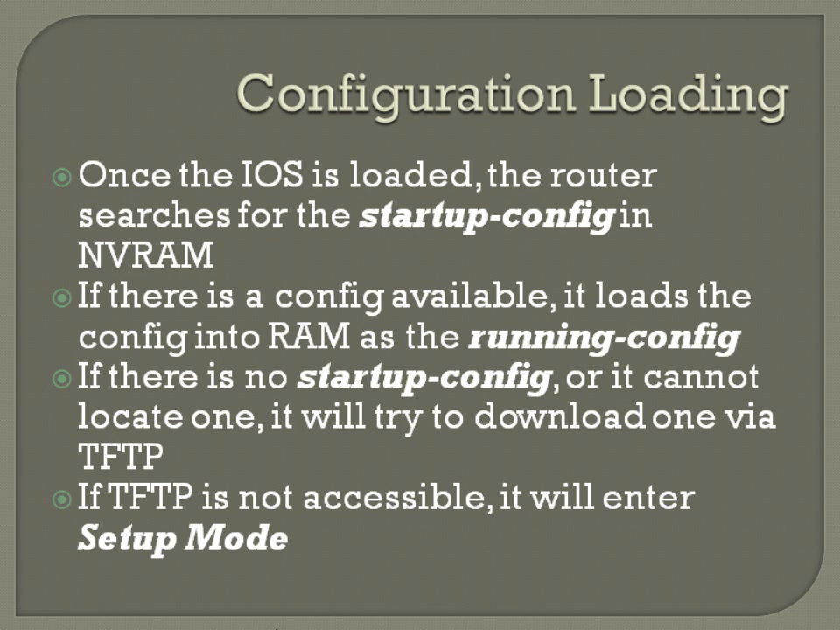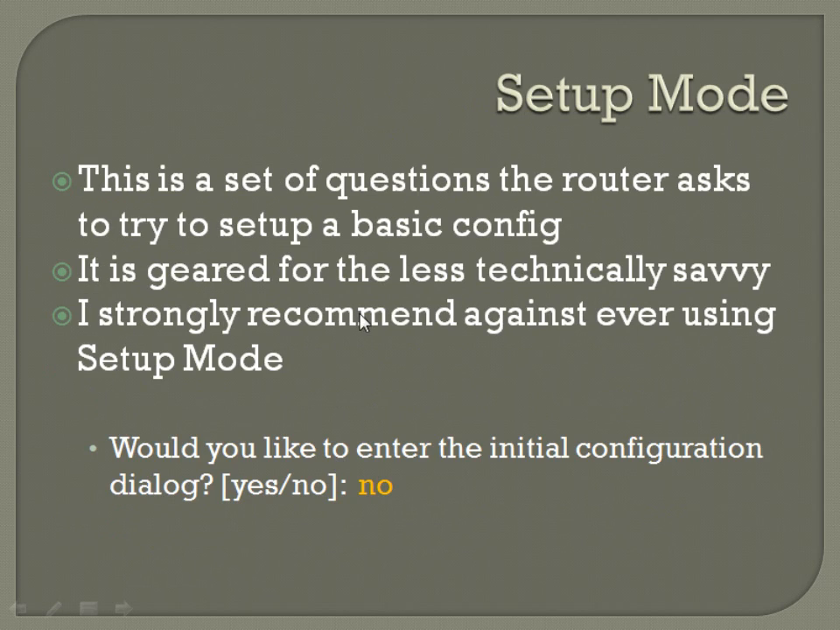If there is no startup config or it cannot locate one, it will try to download one via TFTP. If TFTP is not accessible, it will enter setup mode. And setup mode, you guys have seen this if you've configured a router before, especially from scratch. This is a set of questions the router asks to try to set up a basic config.